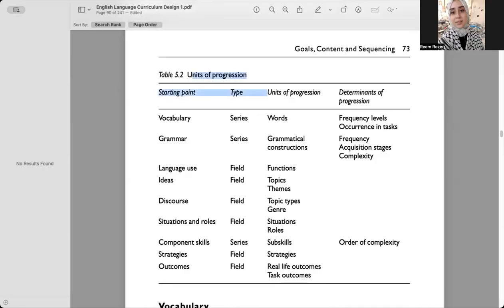The units of progression that we have are very important. For example, in vocabulary there must be frequency levels, from beginning, elementary, to advanced. Grammar should also follow frequency and acquisition, and complexity. Language use should be by function, for example, we choose one language for the function of commands and another for the function of pointing. So we have different functions for the language itself. We have ideas, topics, themes. We have discourse and genre. If I say genre, it means that we have a different discourse.